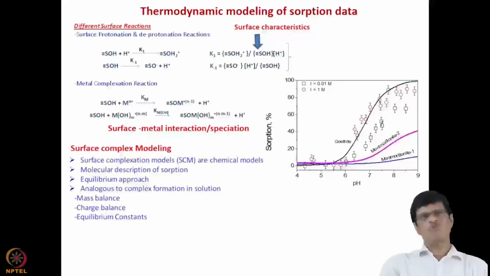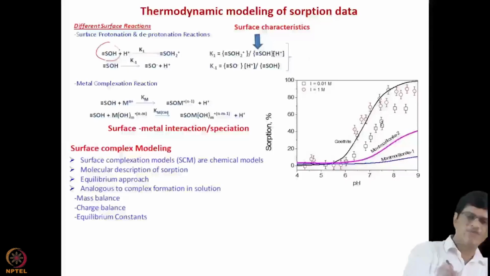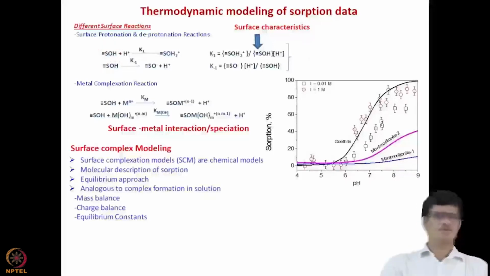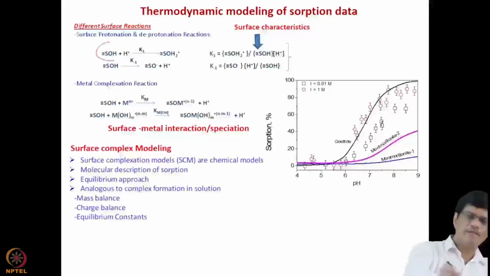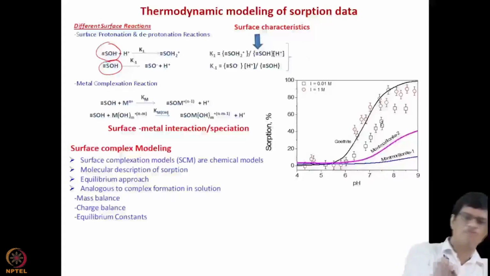Now we also come to the thermodynamic modeling of the surface data. As I was mentioning, it is something called surface complexation modeling. So here we have the different surface reactions. For simplicity, surface hydroxides are represented as SOH. So in case of the silicates, we have this type of functional group at the surface, the siloxyl groups, which have the ≡SOH.